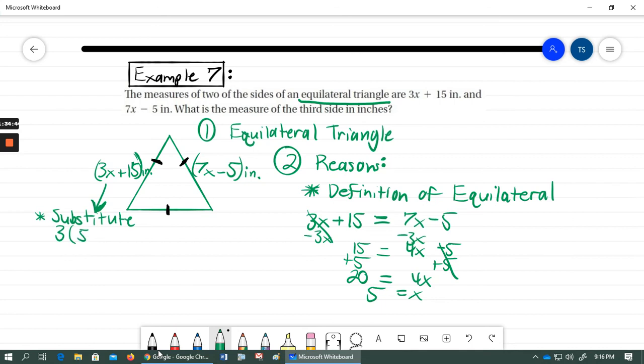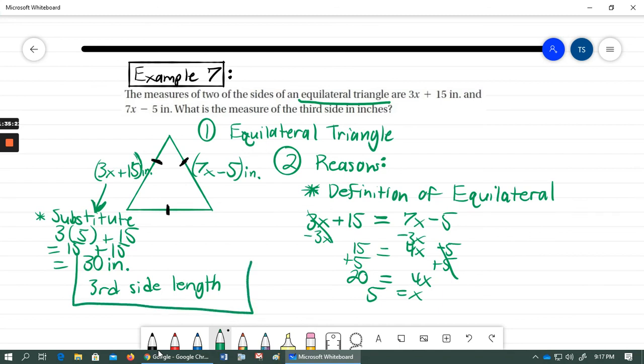All right, so let's substitute our value of x. 3 times 5 is 15. 15 plus 15 equals 30. So all three of these side lengths have to be the same length, which is 30 inches. So the measure of that third side is 30 inches, okay? The measure of the third side is 30 inches.